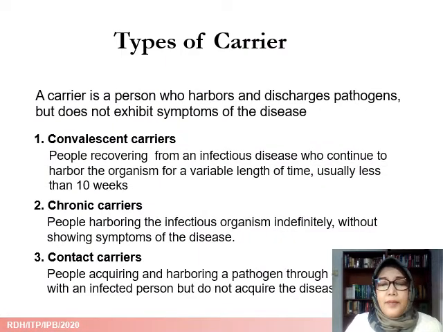These carriers can be differentiated into three types. The first one is convalescence carriers. These are people who just recovered from infectious diseases and continue to harbor the organisms for variable length of time, usually less than 10 weeks. The second type is chronic carriers. This group contains people that harbor the infectious organisms indefinitely without showing any symptoms of diseases. Contact carriers are people who acquire and harbor a pathogen through contact with an infected person, but they do not acquire the disease or show symptoms.